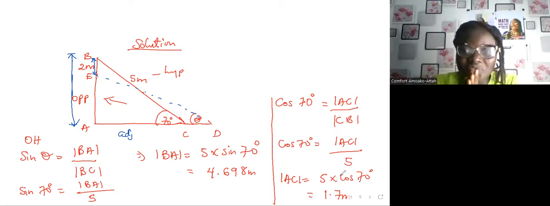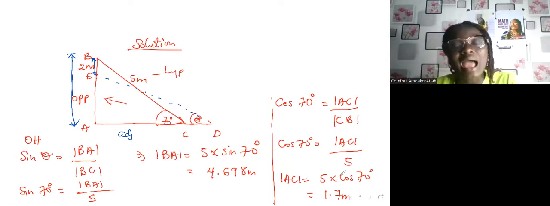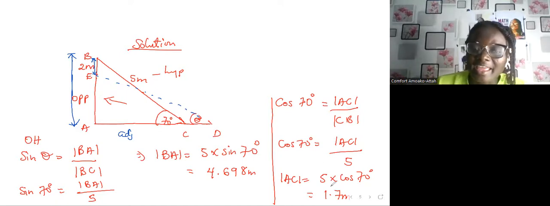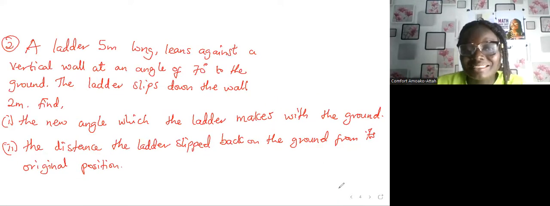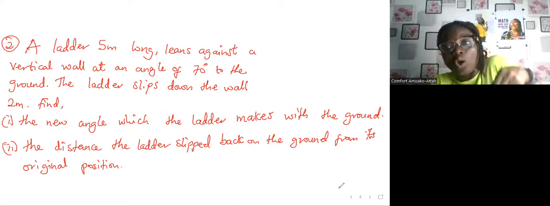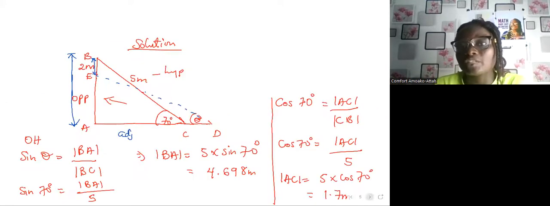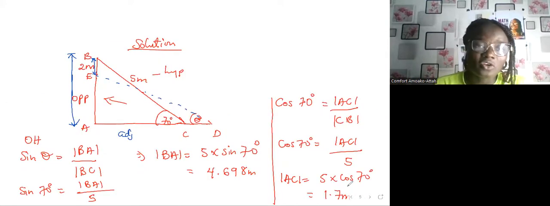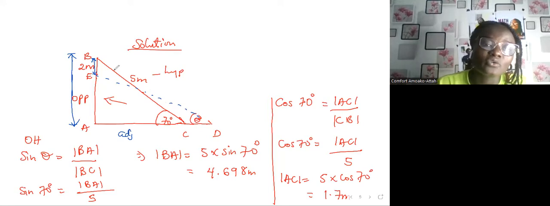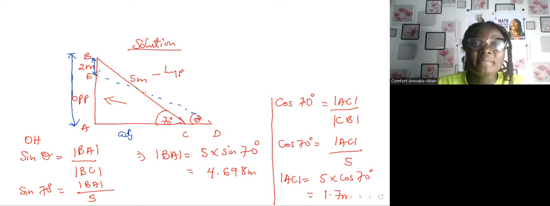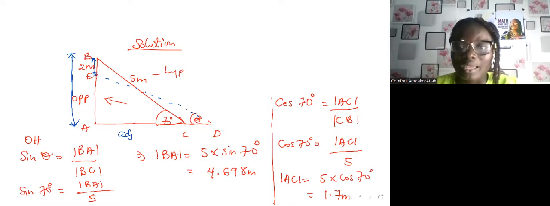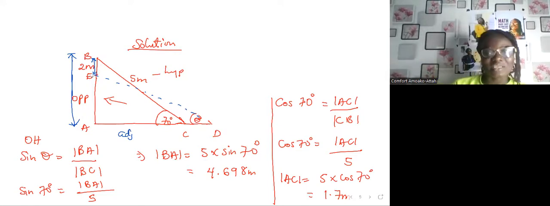Now I will leave you to find the new angle. And once again, the distance the ladder slipped down on the ground from its original position. Don't forget that this was the original position before it slipped down 2 meters. So I'll leave you to work it out. Then you submit your solution for review.